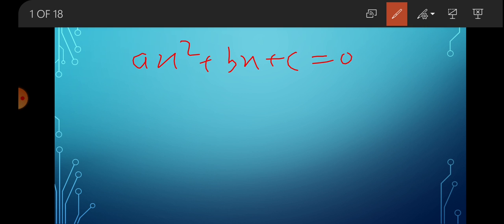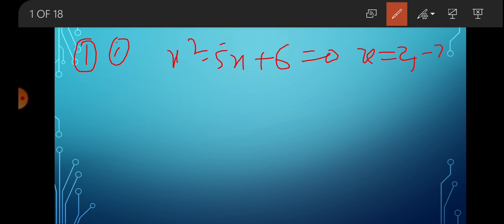Okay, so first we will solve. Now I think we should move to exercise 5.1. In exercise 5.1, in the first part of question number 1, you have been given an equation x square minus 5x plus 6 is equal to 0, and x is equal to 2 and x is equal to minus 3. These two values you have. So now you have to check whether these are the roots of the equation or not.